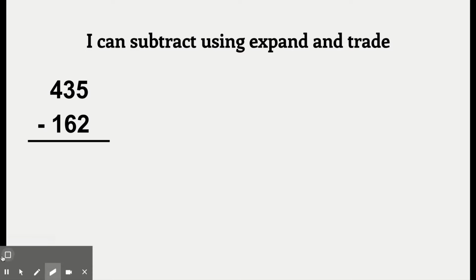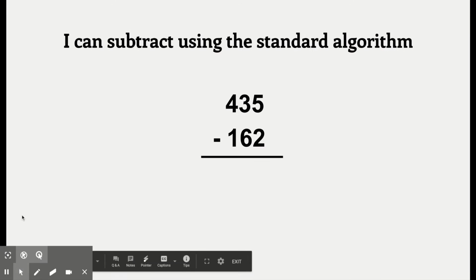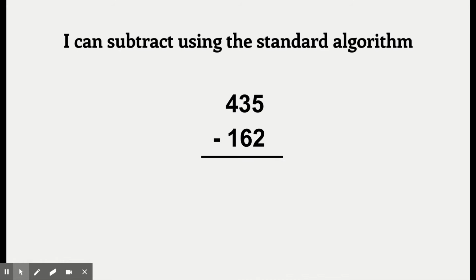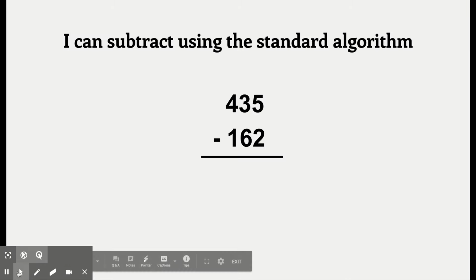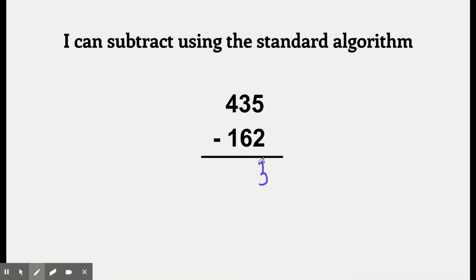Now we're going to take what we know about expanded form and drawing pictures to practice something we call the standard algorithm. This is sometimes referred to as stack math. When we solve subtraction using the standard algorithm, we're going to start in the same place that we always do, the ones. I know that if I have 5 ones and I take 2 ones away, I'm left with 3 ones. Next, I move to my tens place.